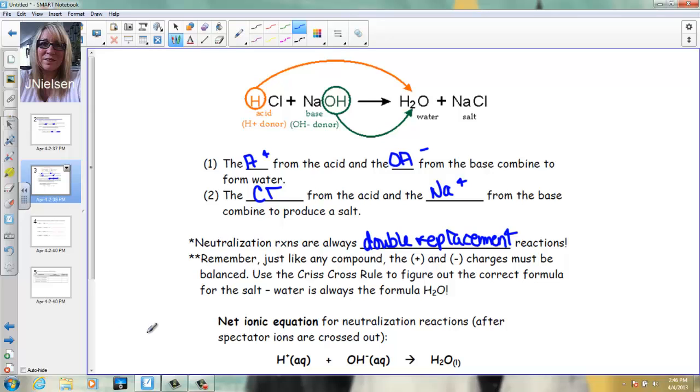The net ionic equation for neutralization reactions, after spectator ions are crossed out, is simply H+ plus OH- yields H2O. This is really important. Sometimes the Regents will ask, what is the net ionic equation for neutralization? It is simply the formation of water.